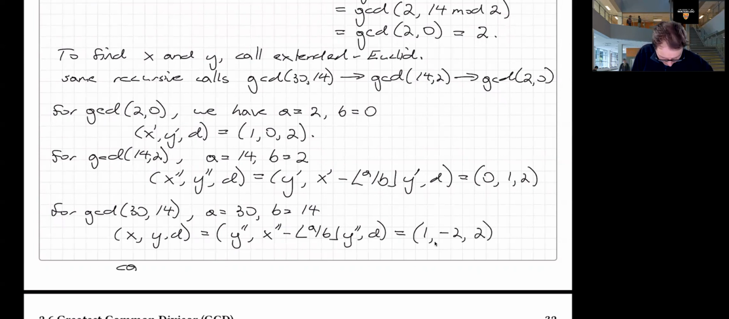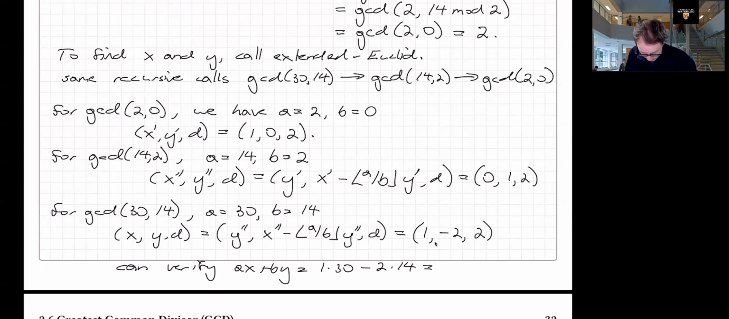And then notice we can verify that this indeed satisfies AX plus BY, which is going to be 1 times 30 minus 2 times 14, and that equals 2. And so this indeed is a correct calculation of the coefficients x and y. Okay, that is extended Euclid.